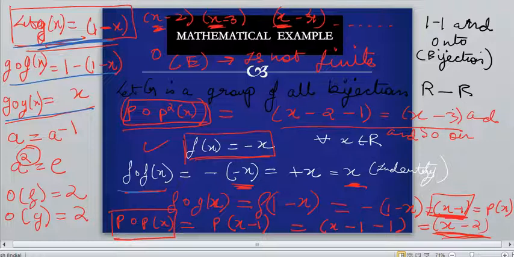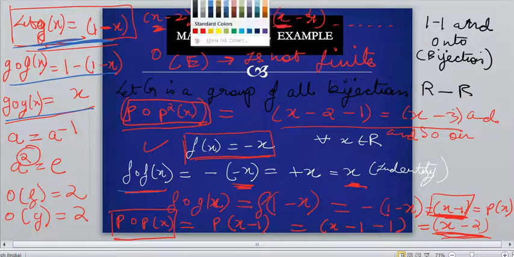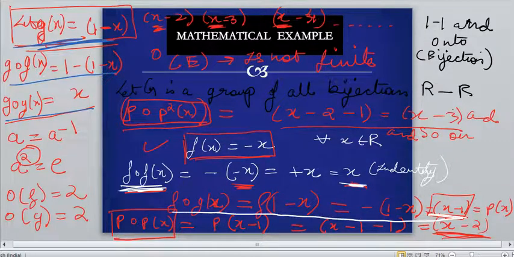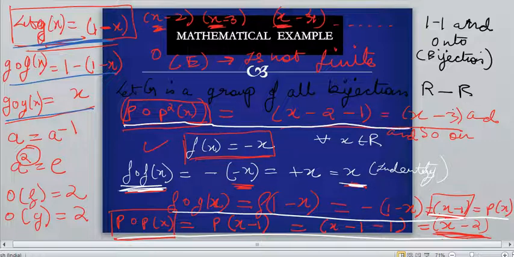Then I did the composition, f of g of x, and I found I am coming out with a new function, so I let it be p of x. Now when I do p of x, I came out with another function. Then again I must continue with p square of x, and again I came out with another function.